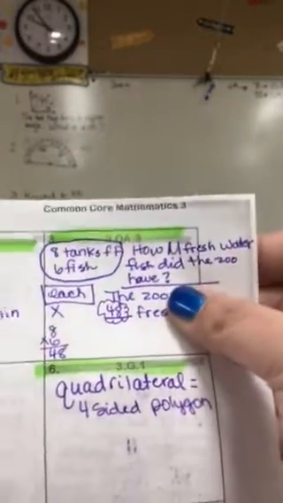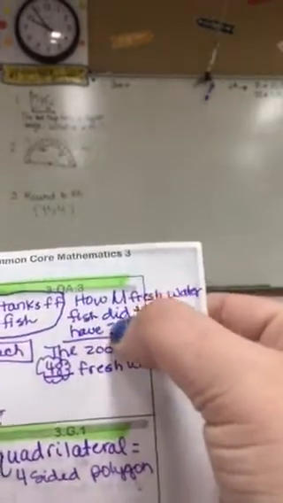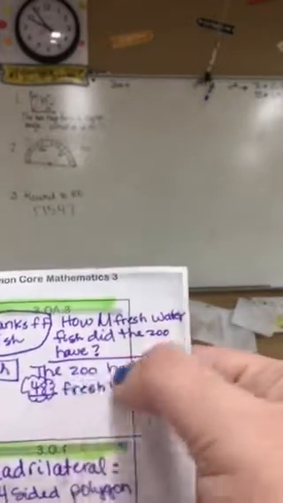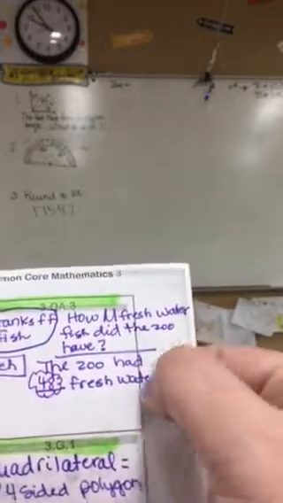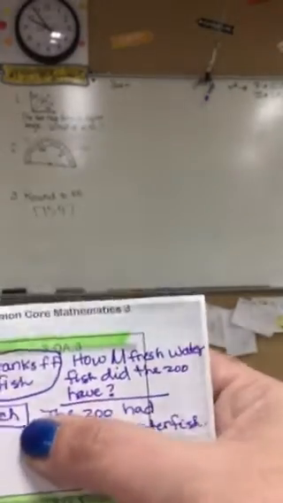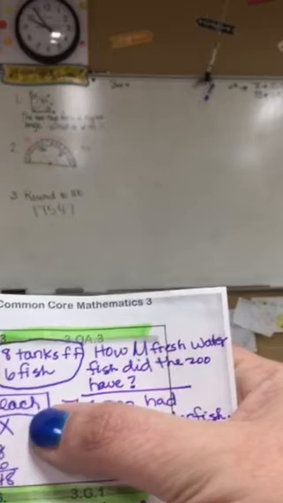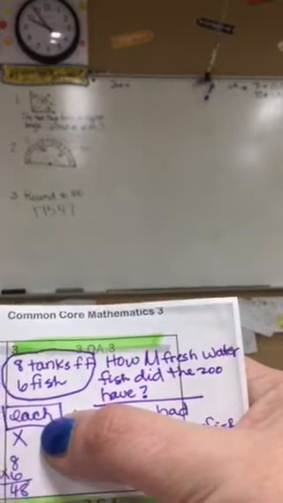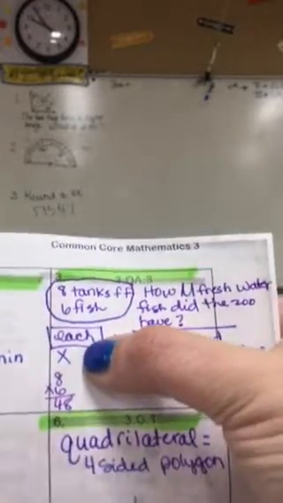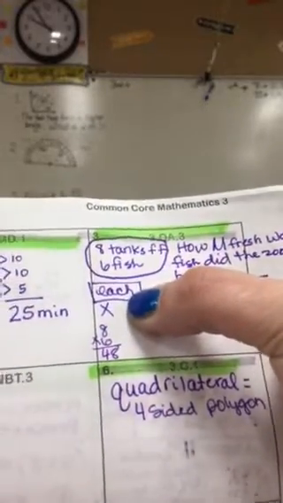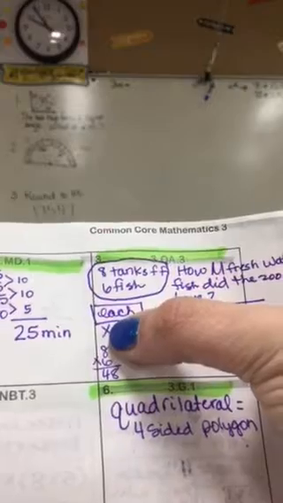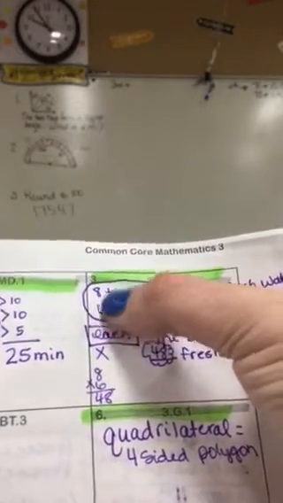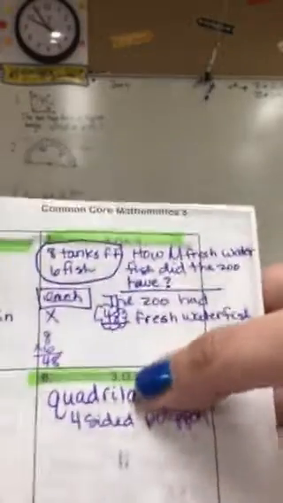This is a Cuban acing question. The question is, how many freshwater fish did the zoo have? They would restate with the zoo had blank freshwater fish. It said something about each tank had 6 fish. There were 8 tanks. The key word is each, and they should know that each means to multiply. So once again, you can change the numbers to give them practice. They would multiply to find that answer.